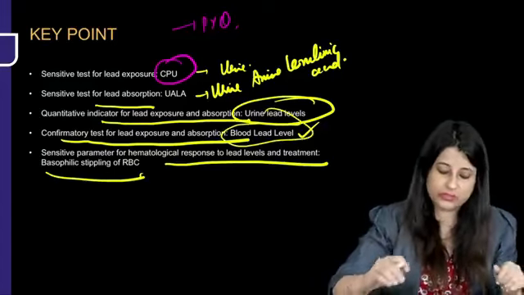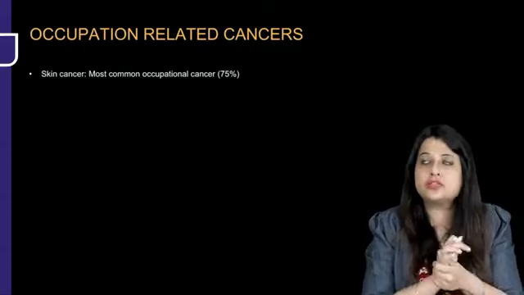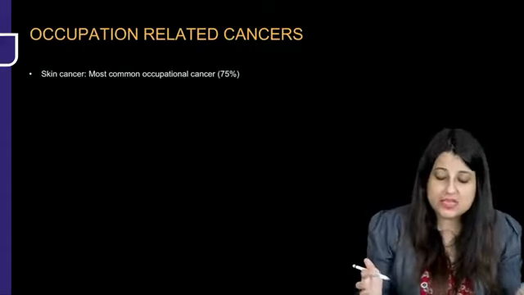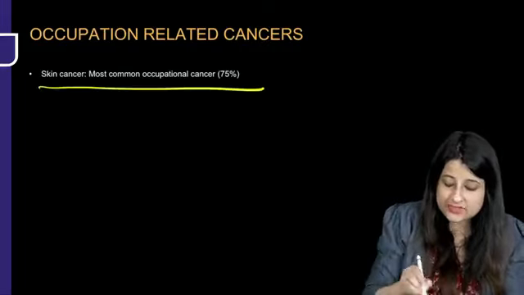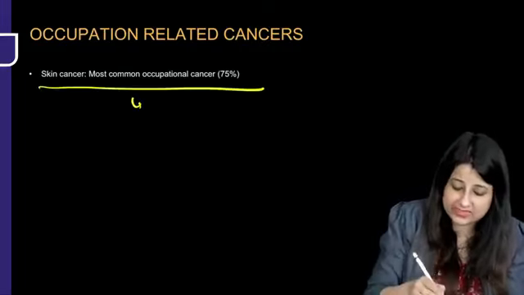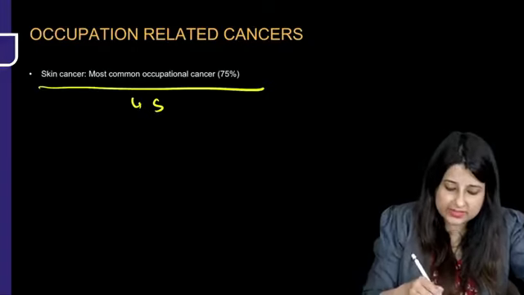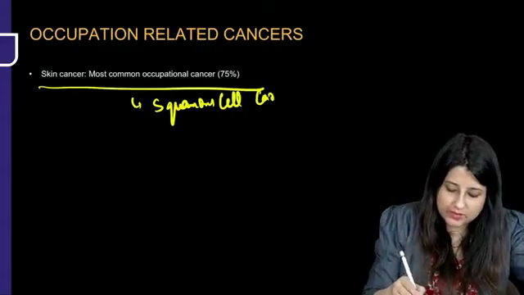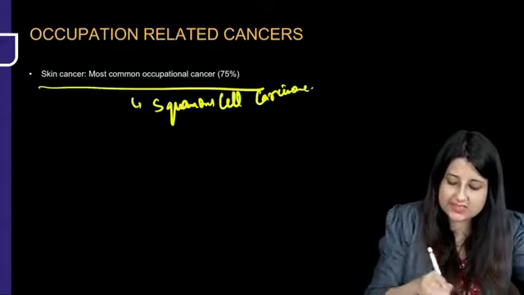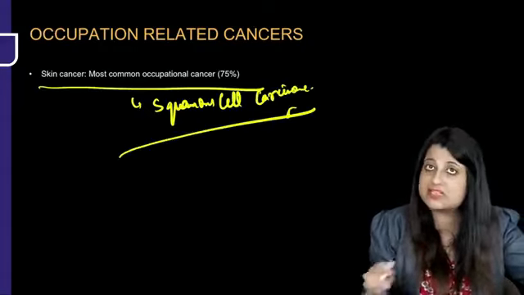Okay, this is important. One more thing from the occupational chapter that can come: what is the most common occupation related cancer? So skin cancer is the most common occupation related cancer, and in this, what is it? In this we have squamous cell carcinoma. What do we have? Squamous cell carcinoma. Skin cancers are the most important occupation related cancers.